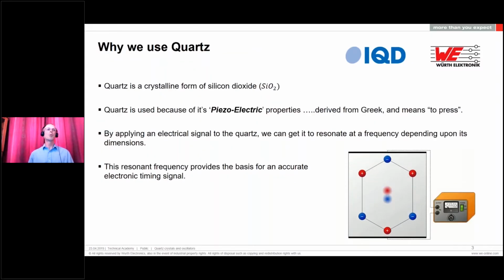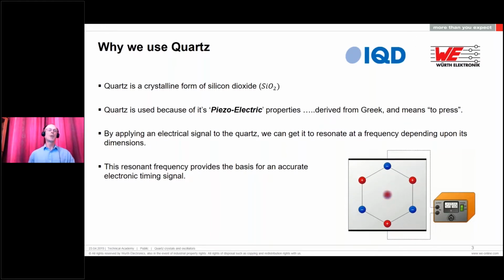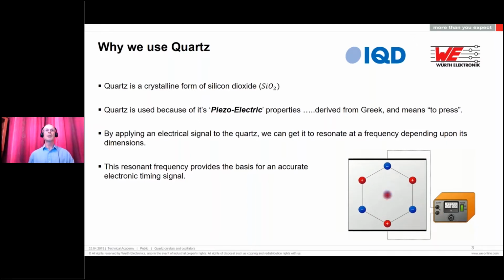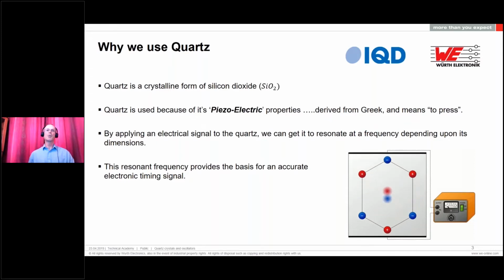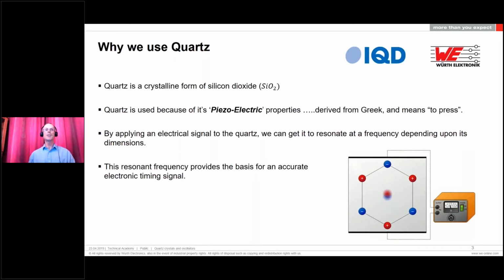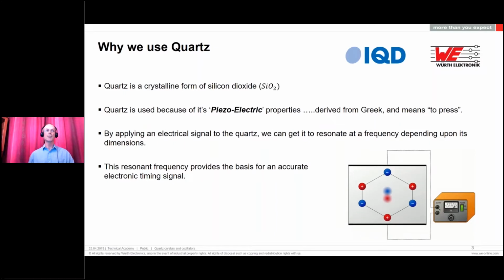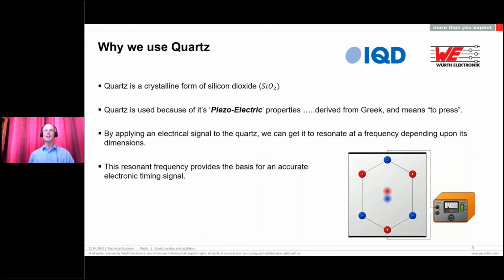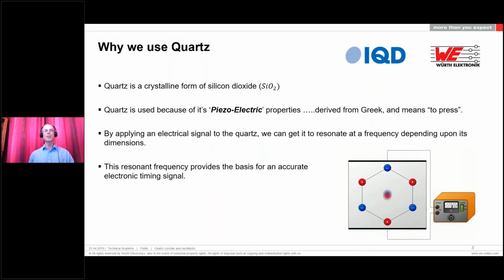So first of all, why do we use quartz? Well, quartz is a crystalline form of silicon dioxide, sometimes known as silica, rather like sand on the beach. And quartz is used because of its piezoelectric properties. This is derived from the Greek word and means to press. By applying an electrical signal to the quartz, we can get it to resonate at a frequency depending on its dimensions. This resonant frequency provides the basis for an accurate electronic timing signal. As you can see from the little animated GIF there, by stretching and compressing, the quartz becomes polarized, and we use this as the basis for our quartz devices.